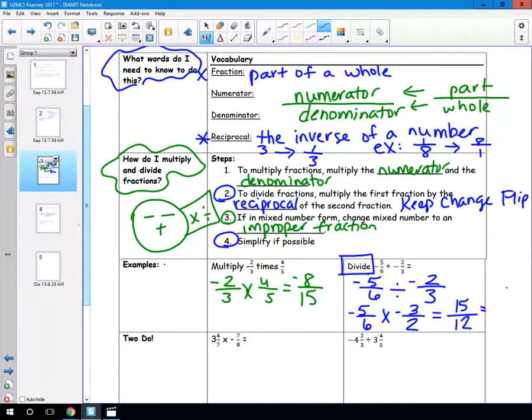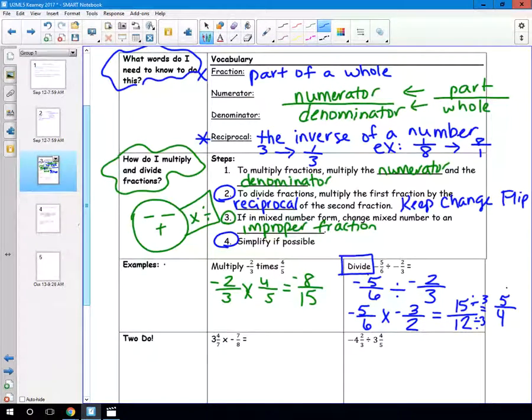Okay? And then the last and final step is we want to look to see if we can simplify. Can we simplify 15 over 12? Yes, we can simplify that. What can you divide both 15 and 12 by? We can divide them both by 3. So 15 divided by 3 is 5. 12 divided by 3 is 4.